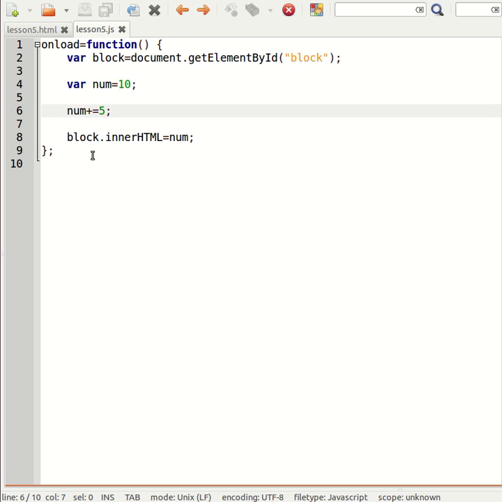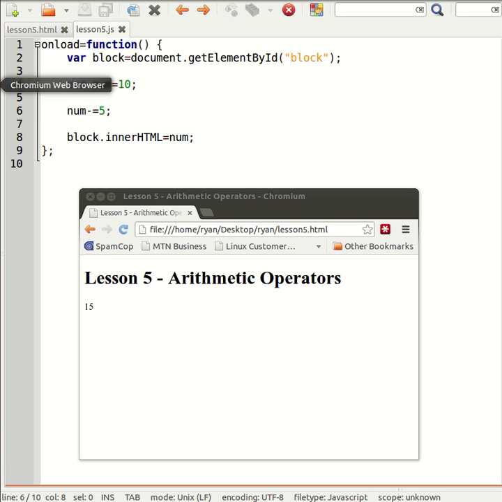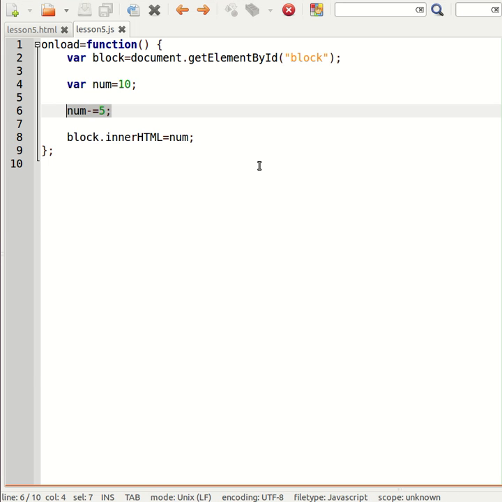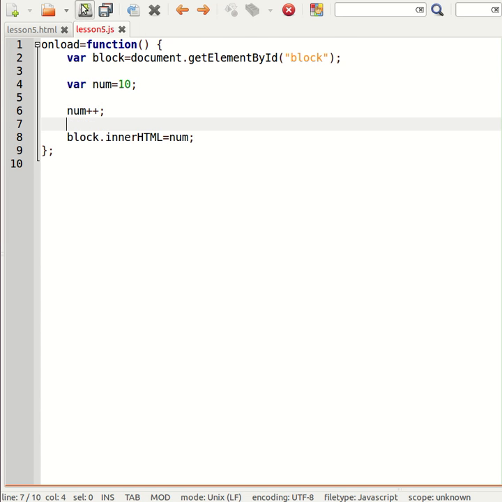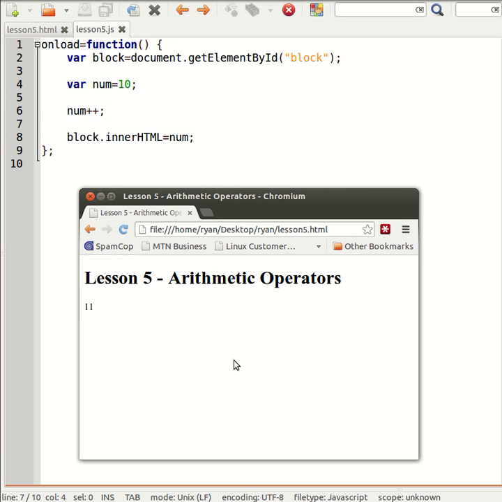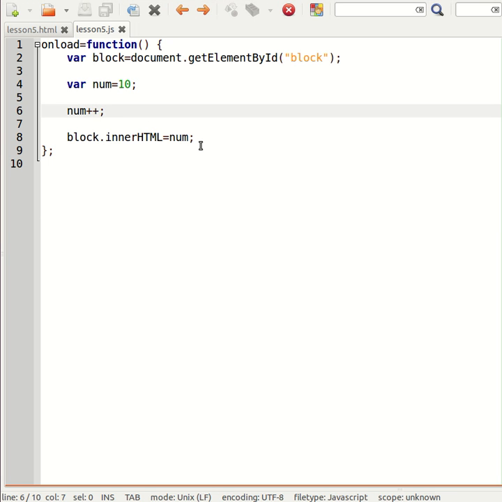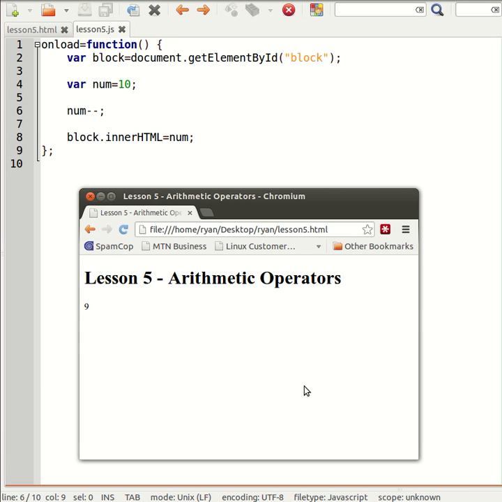And we also get all the other operators as well, the short form: minus equals, multiply equals, divide equals. So this would mean 10 minus 5. Another interesting operator is we could say num plus plus, that would add 1 to the previous value of the variable, and then I'm left with 11. Or I could say minus minus, which would subtract 1 from the previous value of the variable, giving me 9.